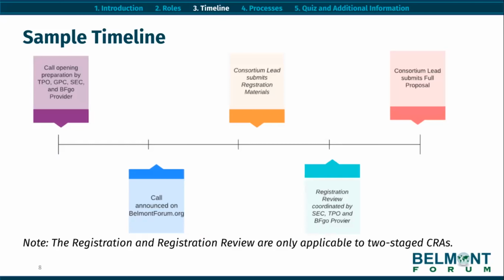The consortium lead must prepare and submit registration materials through BFGO for the registration review, which is coordinated by the Secretariat Coordinator, the Thematic Program Office, and the BFGO provider. Once the registration review is complete, the consortium lead submits the full proposal through BFGO. Please note that the registration and registration review processes are only applicable to two-staged CRAs.